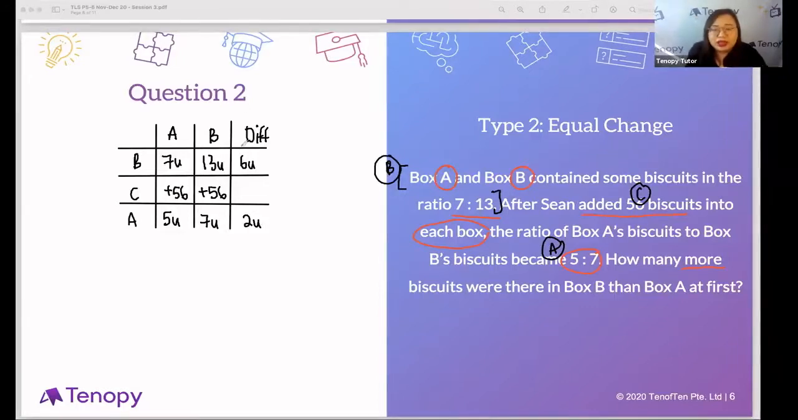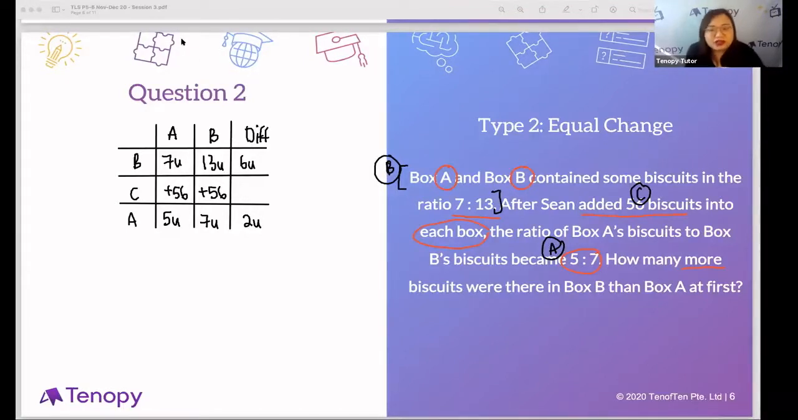Then look at the common multiple between 2 and 6. What is my first common multiple between 2 and 6? Anyone know the common multiple between 2 and 6? Okay, 2 and 6 common multiple is just 6.